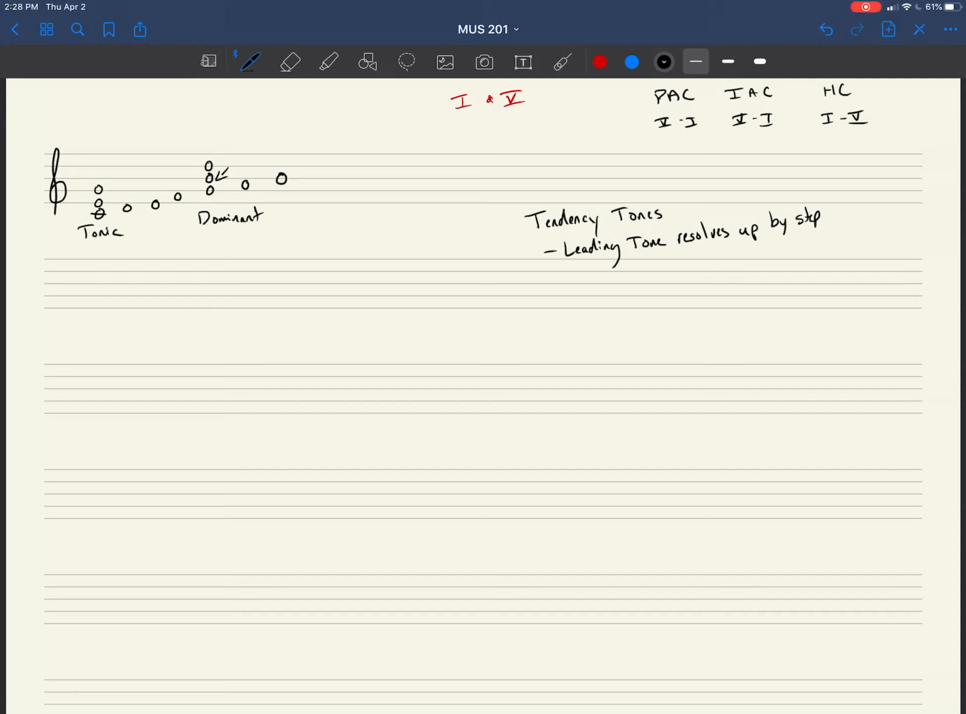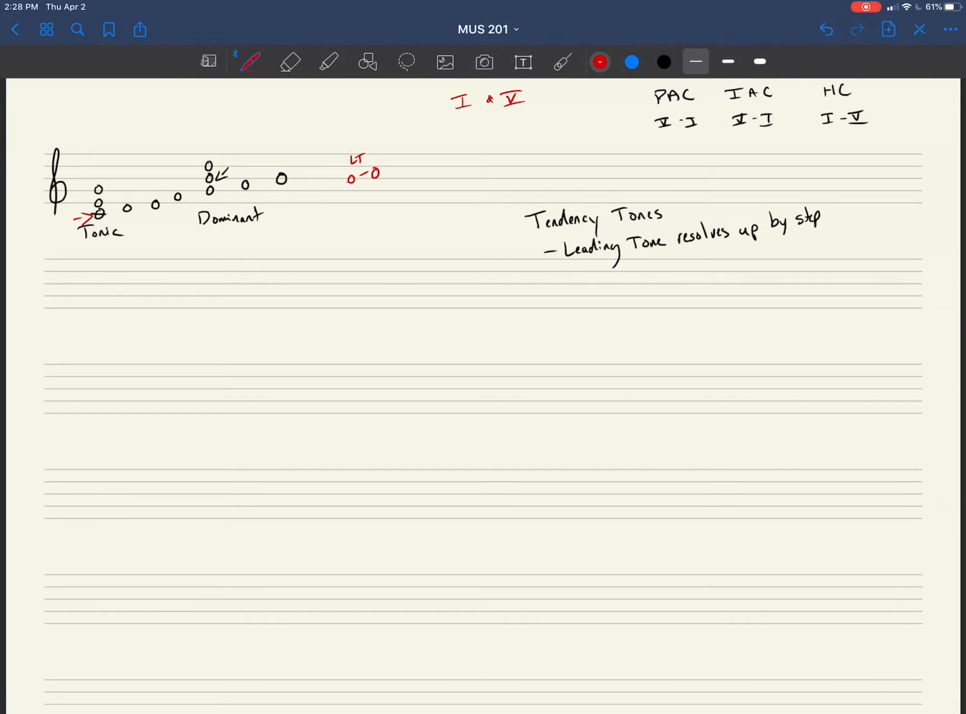So if I see a B in a dominant chord, it needs to resolve to the C right here. B will always resolve to C. That's your leading tone, it resolves to C. That's the only tendency tone you have right now. There are other tendency tones which we'll get to when we get to 7th chords, but for now, just know that the leading tone must resolve up by step.